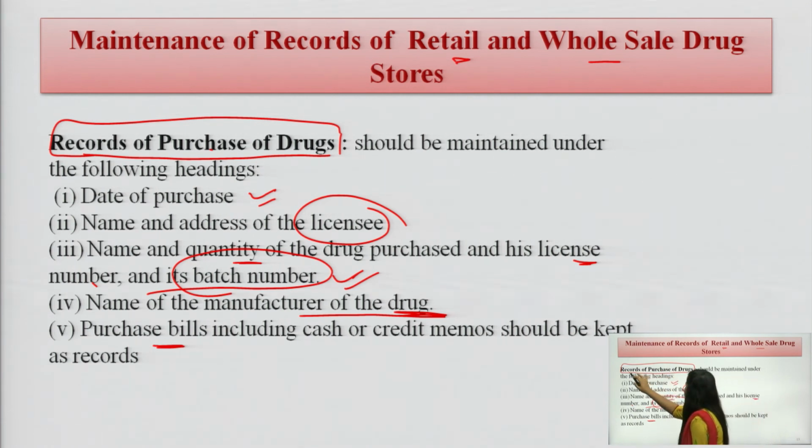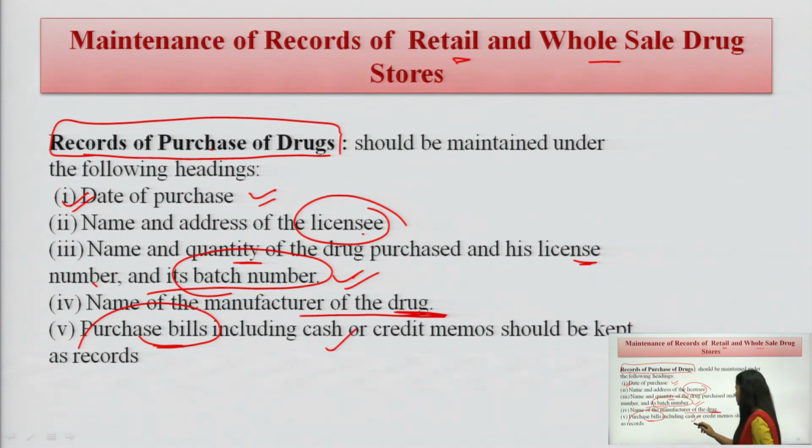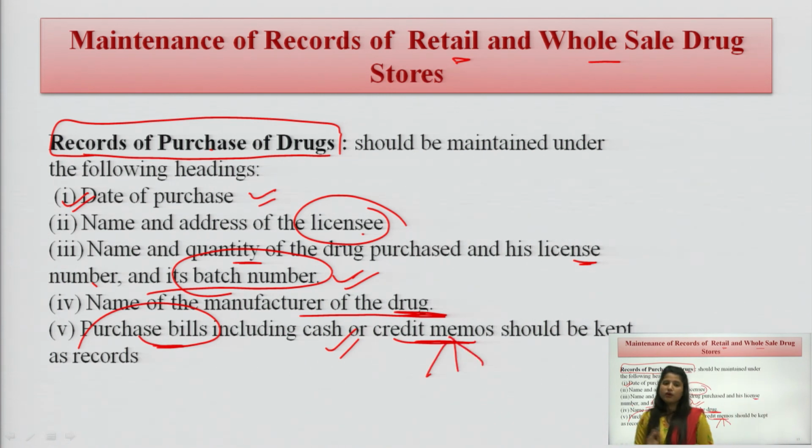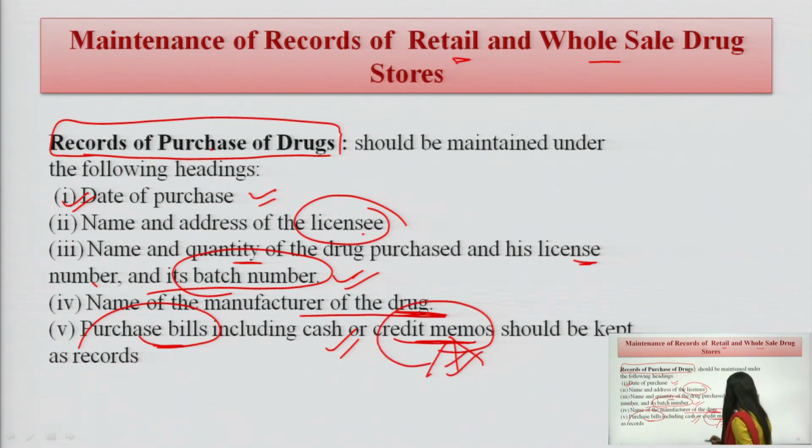Yes. So, for the records of the purchase of drugs, the date of purchase should be there, and the name and address of the licensee from whom the retailer is taking the medication. They will write the license number, who is manufacturing that product, the name and quantity of the product, and purchase bills for reference, either cash or credit memos, because sometimes the credit facility is different for retail and wholesale. So the credit memo should be kept as evidence in the records.